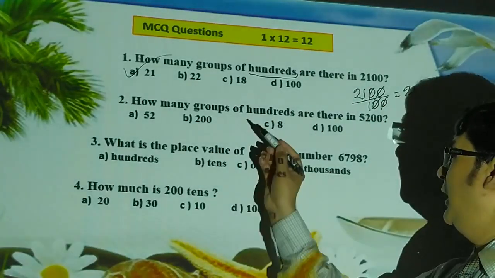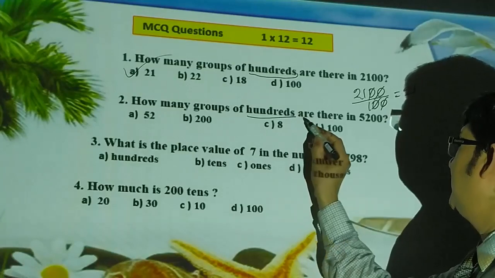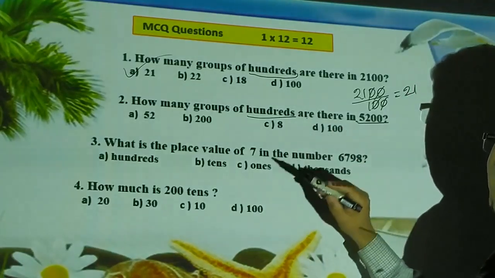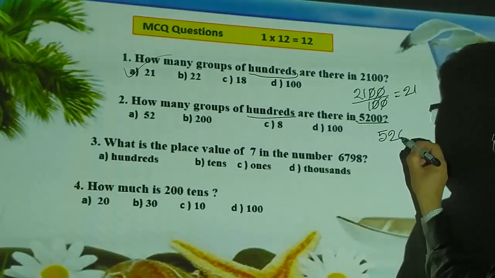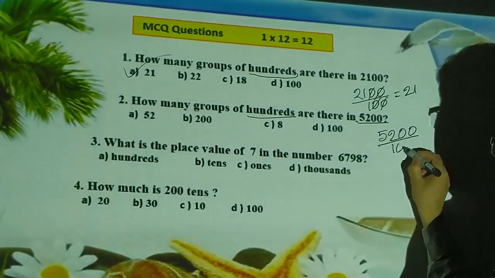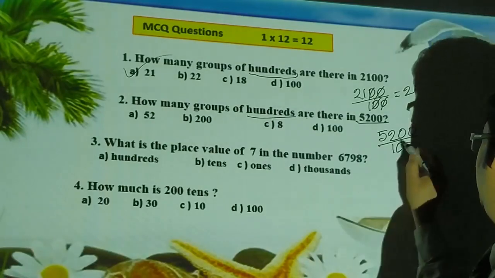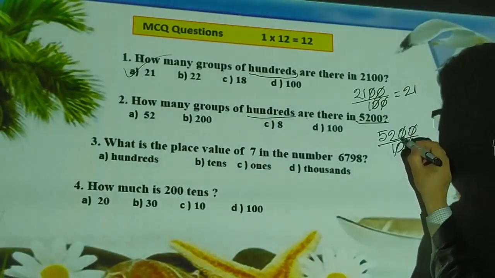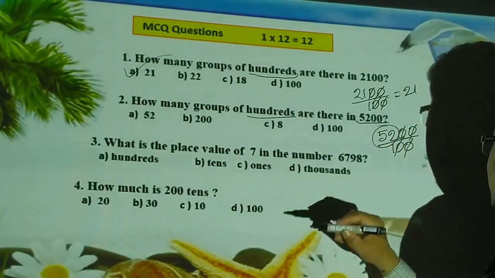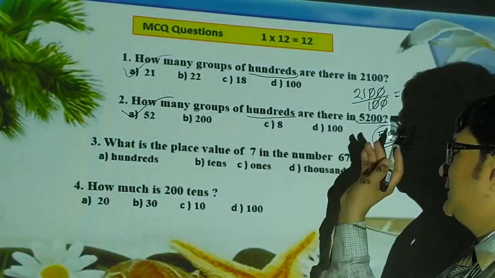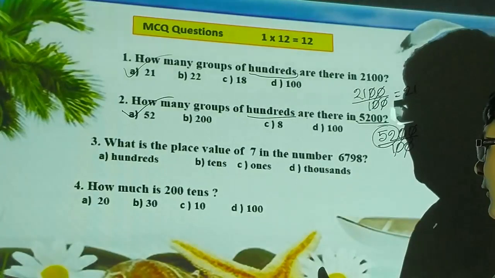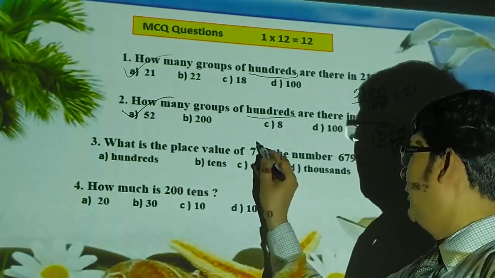So, how many groups of hundreds are there in 5200? Same rule: you write 5200 divided by 100. So, this one cut and this 00 cut, so the remaining is 52. So, our answer will be 52 and the other 3 answers are wrong. Okay. What is the place value of 7?